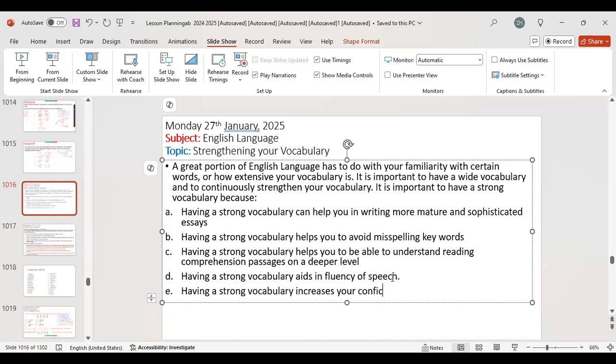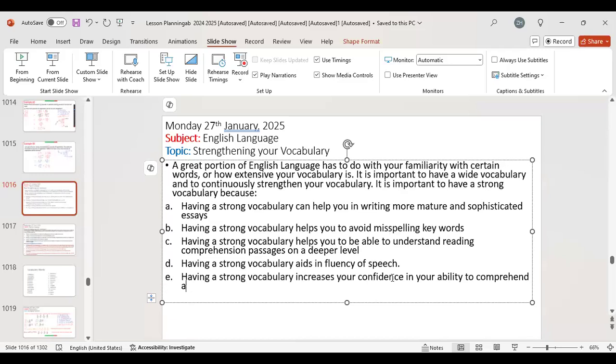Having a strong vocabulary increases your confidence in your ability to comprehend. Excuse me, Mr. Petit. Yes. Is there more than one correct pronunciation for a word? Yeah, that could happen, especially names. Having a strong vocabulary increases your confidence in your ability to comprehend and handle exam questions.